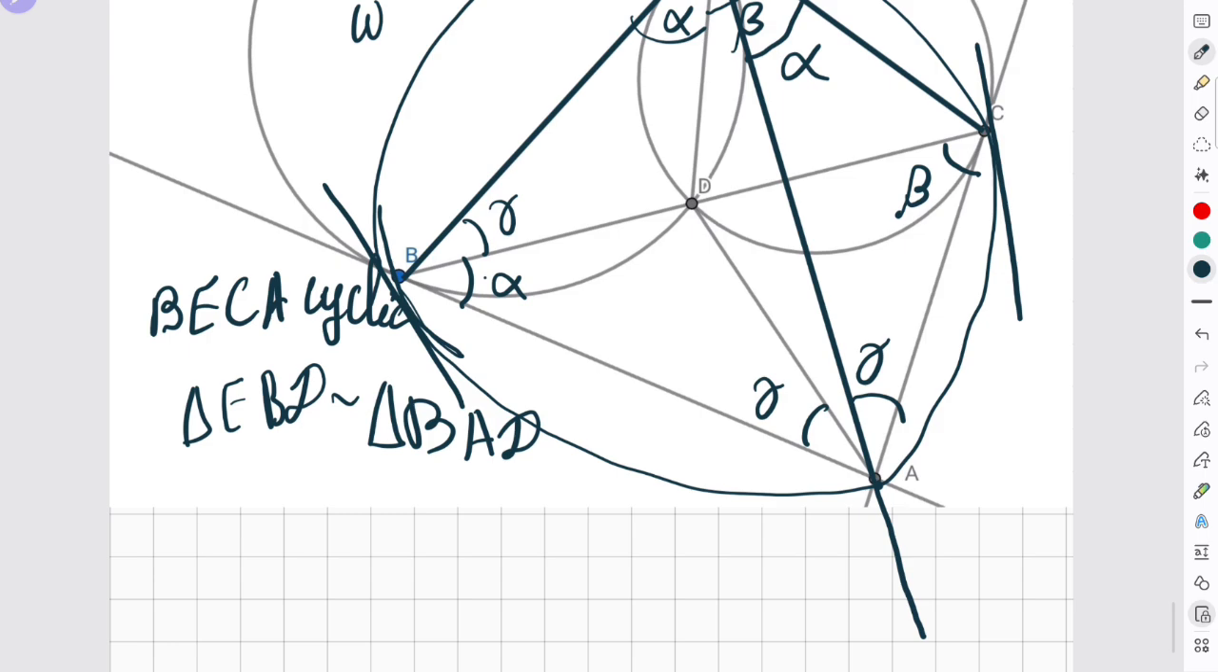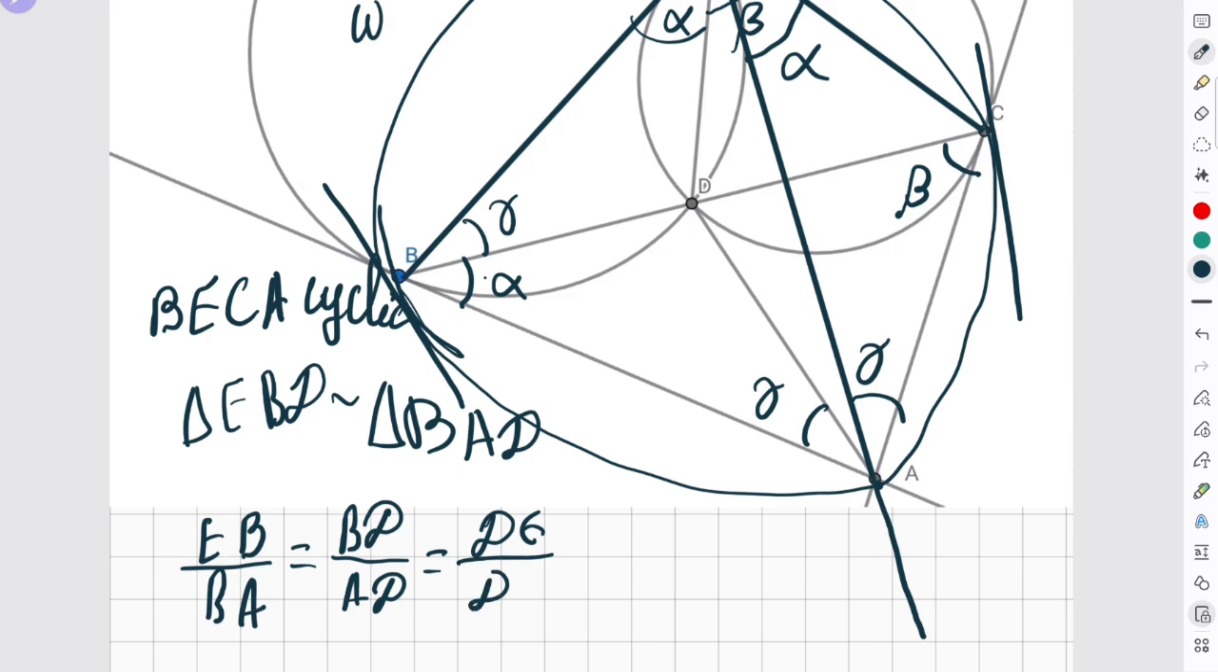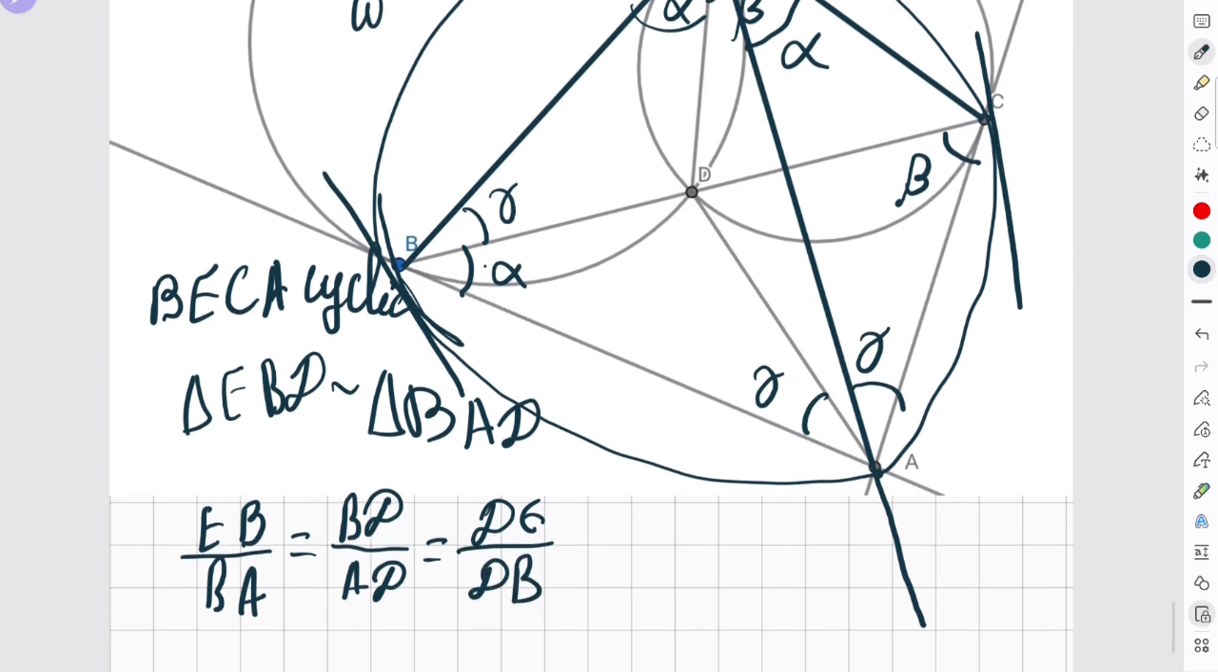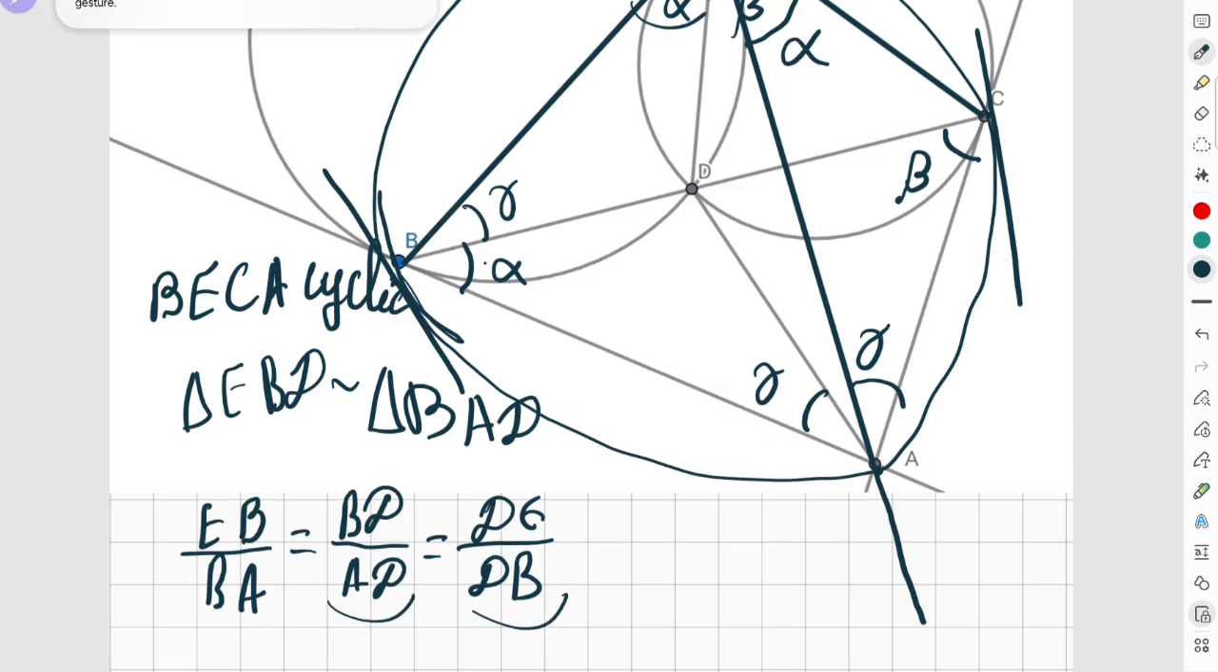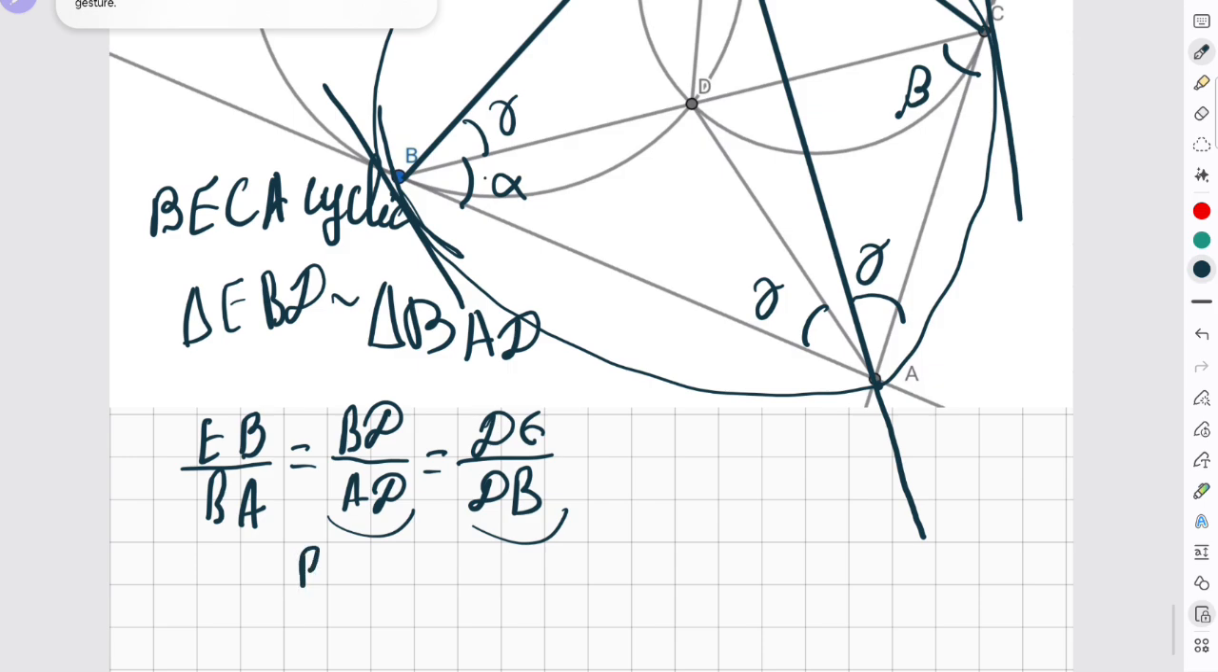Okay, let's use it. We can say that the ratios between the edges will always be the same. It means that AB divided by BA is equal to BD divided by AD, and it is also equal to DE divided by DB. Now we will just cross multiply. Okay, let's see what we can multiply. I will use this part and this part. Okay, let's multiply. We will get that BD square is equal to AD times ED.